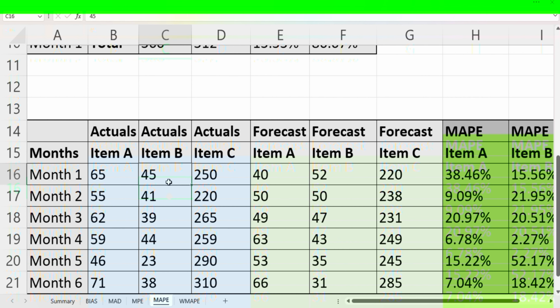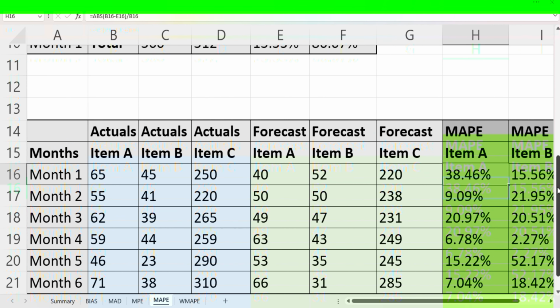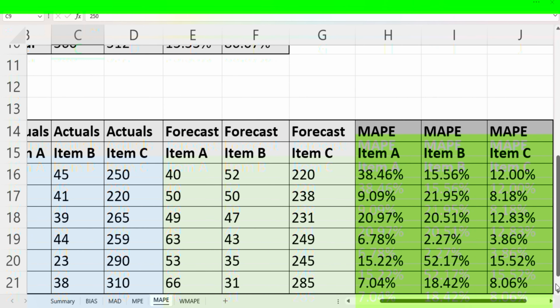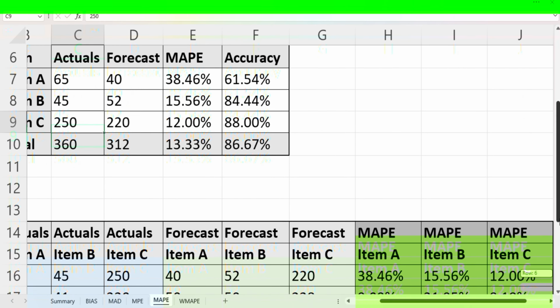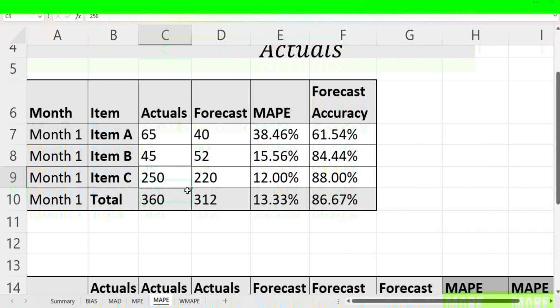I have the actual listed here. I have the forecast, and then I calculated the MAPE for all three items for multiple months using the same formula. So what's the problem with MAPE? Let's talk about it. The problem with MAPE is it gives equal importance to all the items, but in reality it should not be the case.